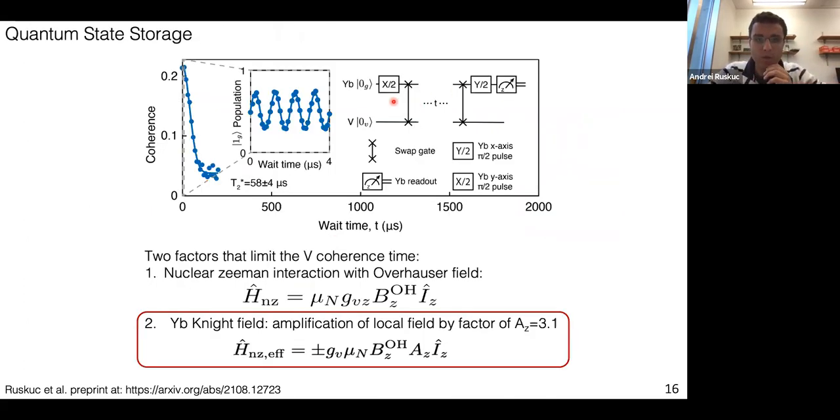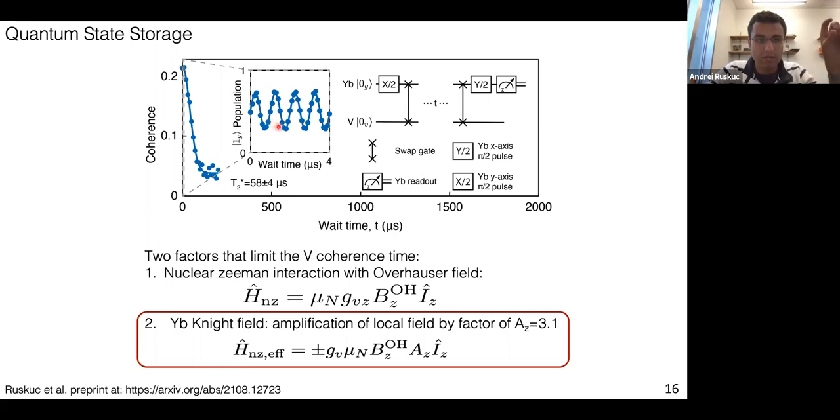To do this, we prepare a superposition state on the ytterbium. We swap that onto the vanadium spins. We wait for a variable time before swapping back onto the ytterbium and measuring in the X basis. While the state lives on the vanadium, it accumulates phase at the vanadium frequency, which is about 990 kilohertz. And indeed, we do observe oscillation in the ytterbium readout at this frequency.